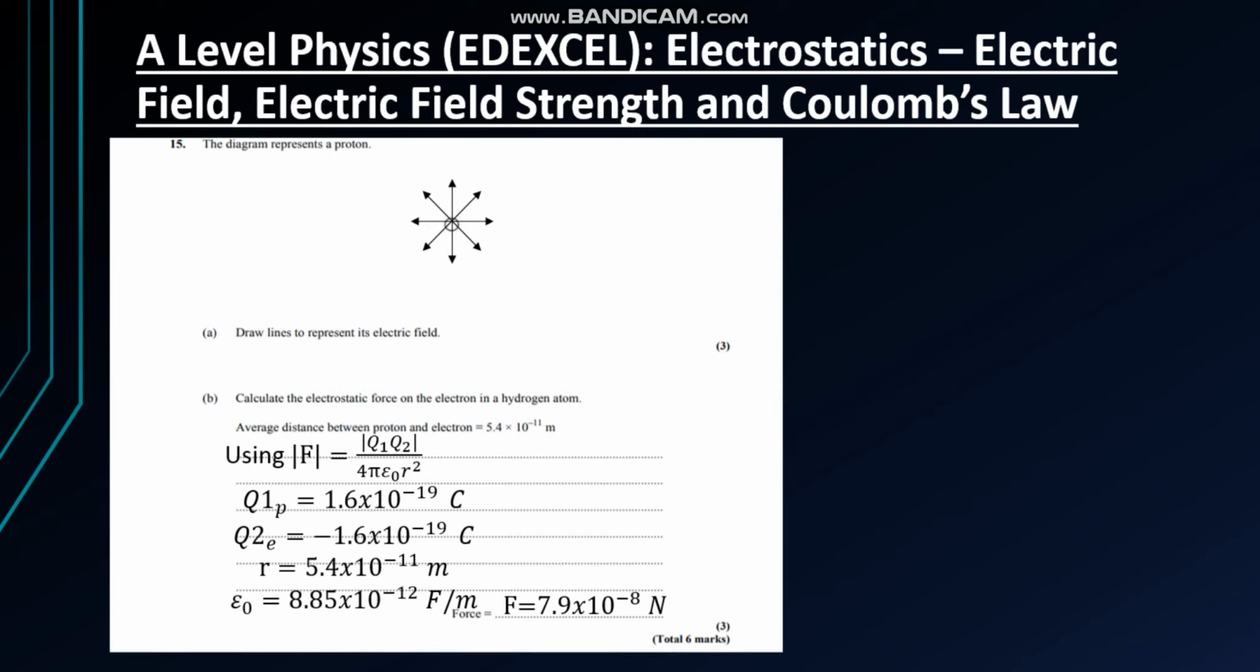The second part of this question asks to calculate the electrostatic force on an electron in a hydrogen atom, and it's given us the average distance between the proton and the electron.